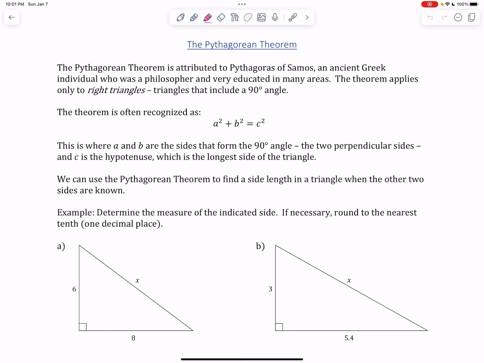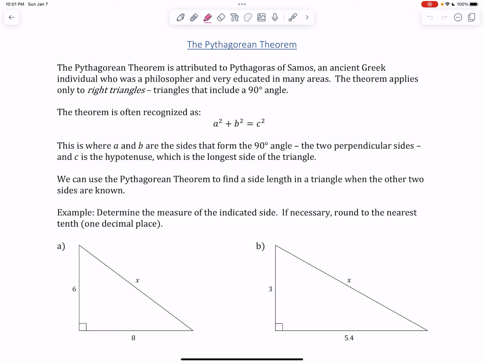Let's try this next example. We set up the same way. We know it's a right triangle because of this right angle here. So we come in, we say we've got a squared plus b squared equals c squared. And we can label these any way we want, as long as c is that longest side. The a and the b, that order doesn't really matter. So I'm just going to call the left one a and the bottom b.